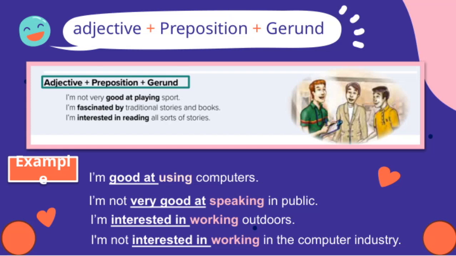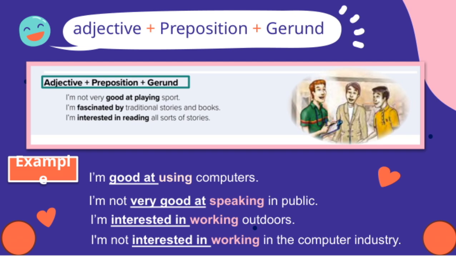So, in this slide, I want to show you some examples of how we can express our preferences and skills using a specific grammatical structure. Notice how I start with a simple statement like, I'm not interested in working in the computer industry, which clearly states a dislike. Then I contrast that with, I'm interested in working outdoors, to show what I do prefer. Next, I share a personal skill. I'm not very good at speaking in public, highlighting a challenge. And then I mention a strength. I'm good at using computers.